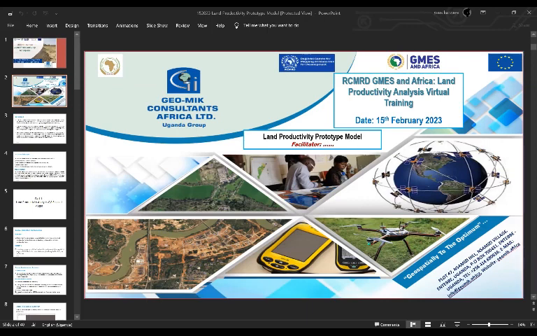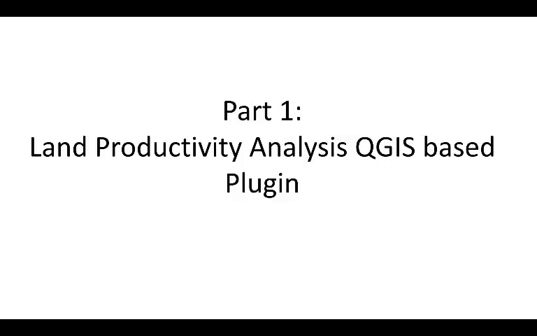This tool processes data sets as inputs and generates land productivity indices, two indices: the soil productivity index and the net primary productivity index. All right, this is part one. We are presenting the land productivity analysis QGIS plugin.